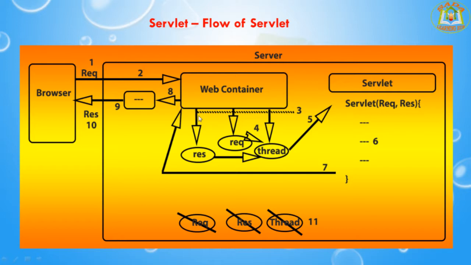After receiving the response from the service method, the web container creates a web page and sends it to the server. See here, it creates the response, creates the web page and sends it to the server. After that, finally the web page is transferred as the response back to the browser by the server, to the client application, which may be a browser or anything.